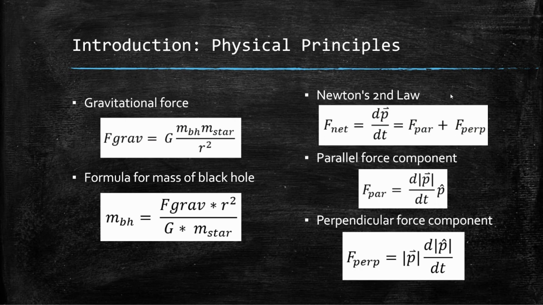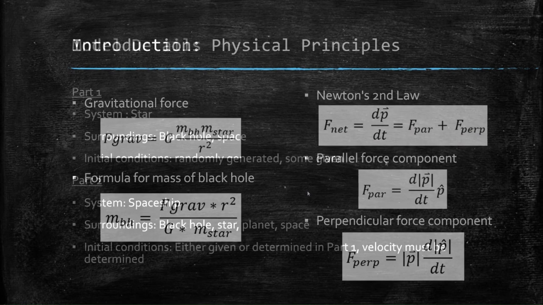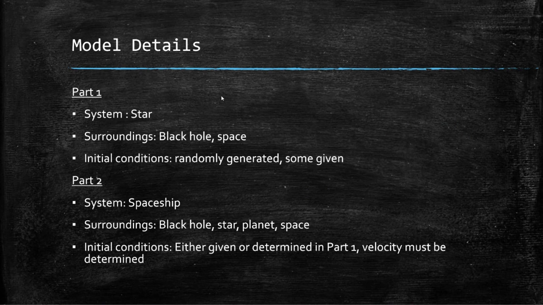And also from Newton's second law are the position and velocity update formulas, which I didn't put here, but they're also very important for this lab. Now for the model, or I guess the experiment details for part one, the system we're studying is the star. The surroundings are the black hole and the space around the star. The initial conditions were for the position of the star. It's randomly generated based on my email address, and the rest of the conditions were given. I'll show in the code in a second.